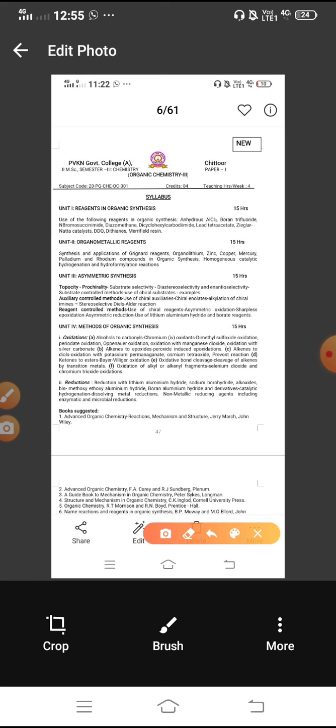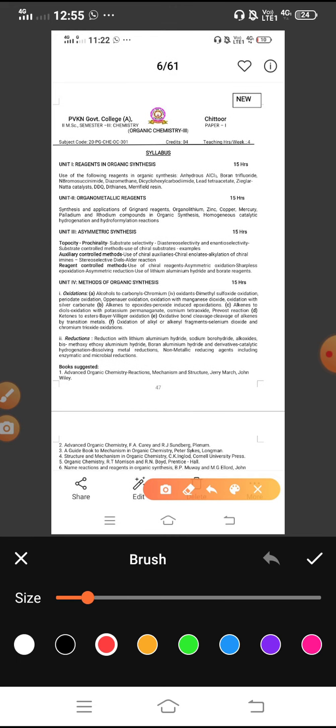See, first we will discuss the syllabus. First unit is reagents in organic synthesis. Unit 1, use of the following reagents in organic synthesis. Anhydrous AlCl3. We know that anhydrous AlCl3 is mainly used in the reactions Friedel-Crafts alkylation and Friedel-Crafts acylation.